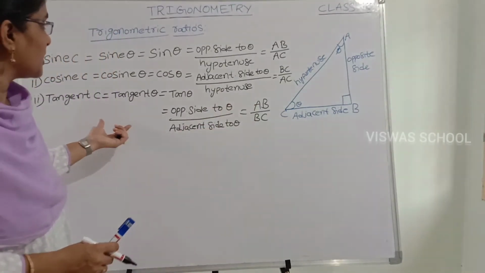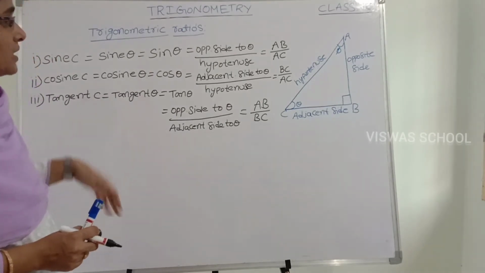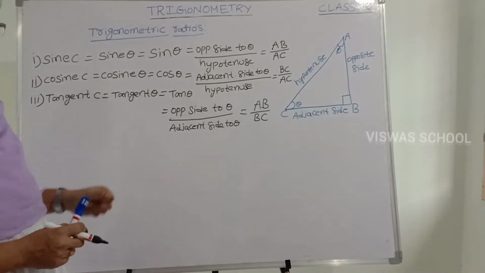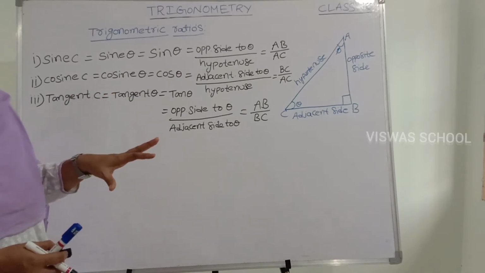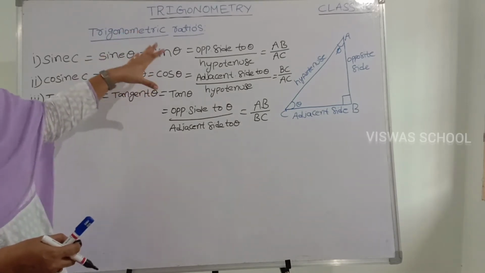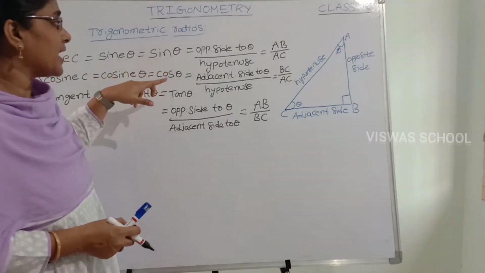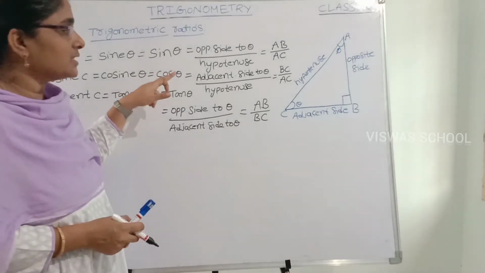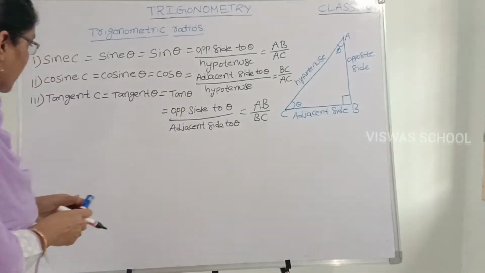These are the three trigonometric ratios, and we are having three more trigonometric ratios, that is 6 trigonometric ratios totally. The remaining 3 are the multiplicative inverses of these 3, that is the multiplicative inverse of sine, of cos and of tan theta. Let us discuss that also.